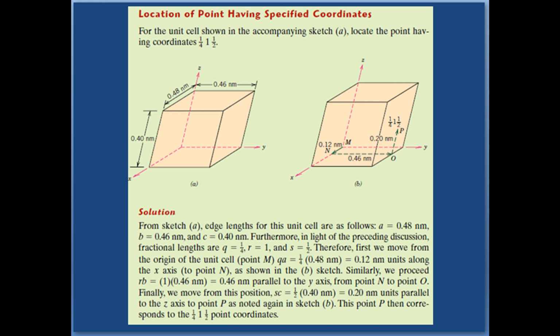And finally, we are going to position the SC. SC is the distance along the z-axis, which is 0.20 nm, parallel to the z-axis, and accordingly we are going to locate the point P with the coordinates q, r, s, that are 1 by 4, 1 and 1 half. This is the solution for the given problem. We have located the point P with the help of the coordinates available with us.